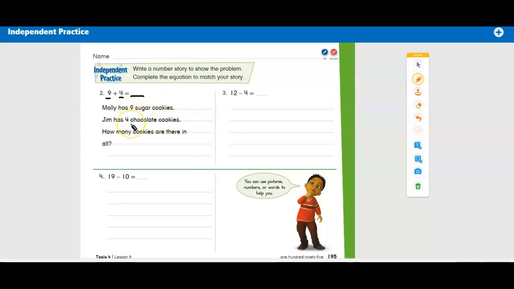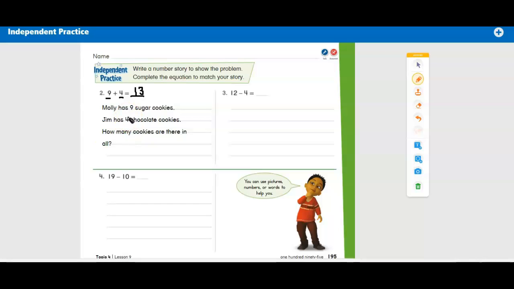9 plus 4. Well, let's think. If we have 9, that's just 1 away from 10. So I could take a 1 from 4 and make 10. Then I would have 3 left. So 10 plus 3 gives me 13. So that means 9 plus 4 would also give me 13. So this is an example of how we wrote our story problem.